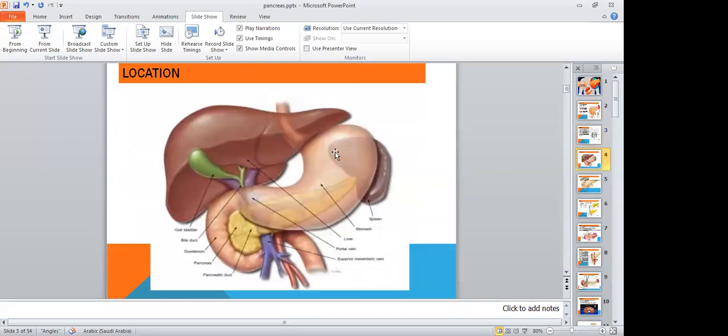Another view, this is the stomach. Posterior to it is the pancreas. Again, the tail lies within the hilum of the spleen, the most superior part, and the most inferior part is the head with the uncinate process.